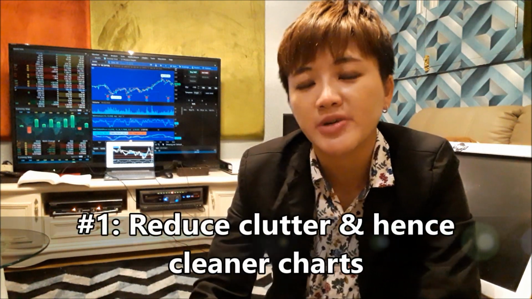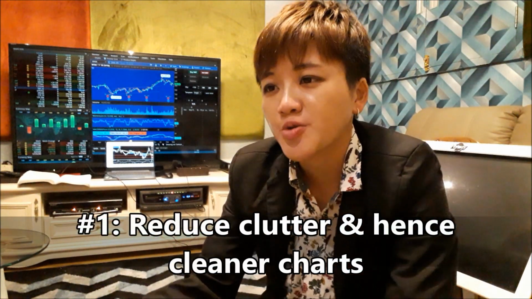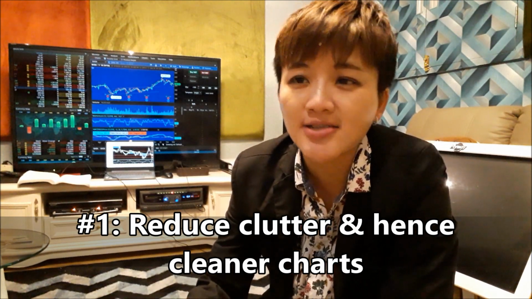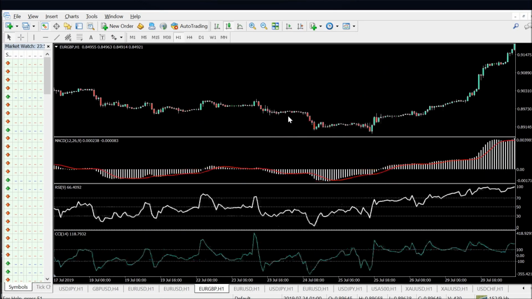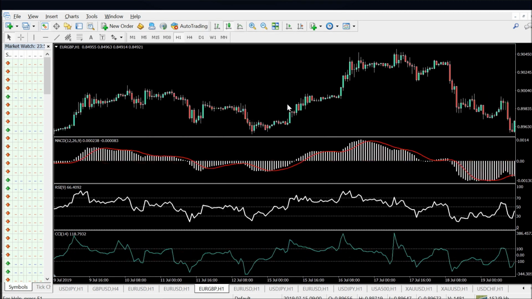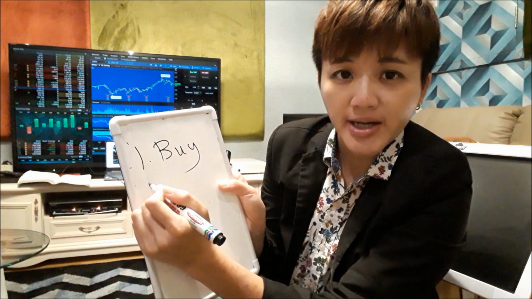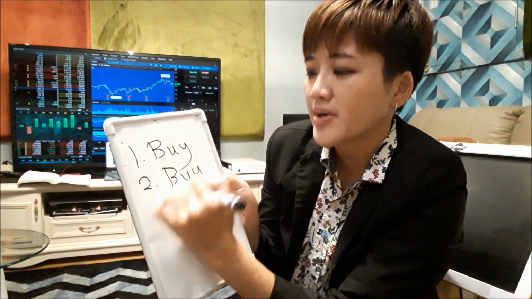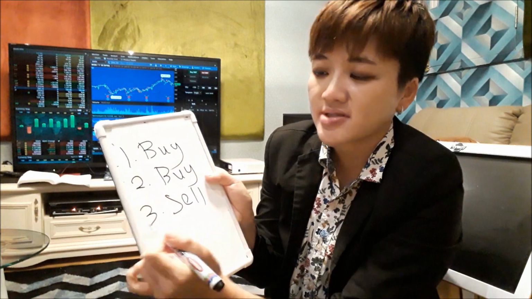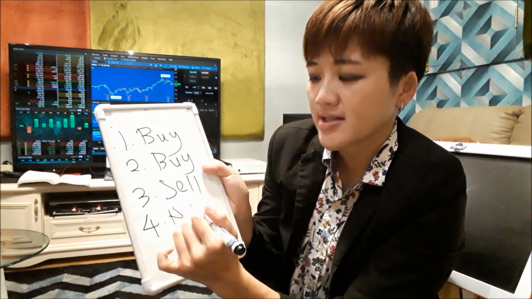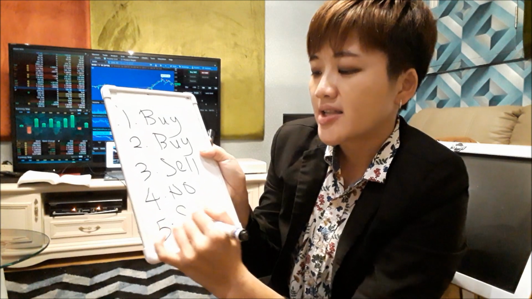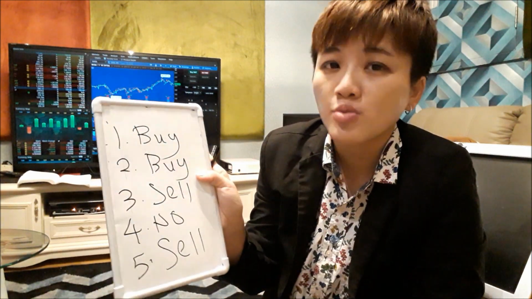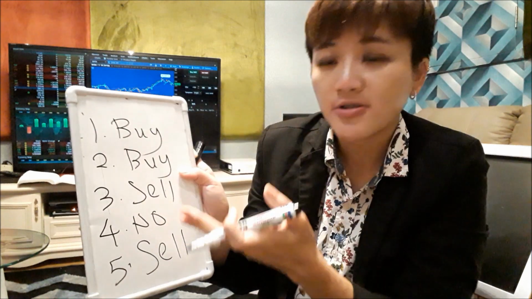So the first major good thing about using price action is that it gives you a very clean chart. You don't need to clutter your chart with multiple indicators, and hence you wouldn't have that many conflicting signals. Let's say you use all the momentum indicators and all the volume indicators, and the first indicator is telling you to buy, the second indicator is telling you to buy, but then the third indicator is telling you to sell, the fourth indicator gives no signal, and the fifth indicator is telling you to sell. Or maybe wait, do you buy, sell, or do nothing? Now the thing is, you don't want to have too many indicators.